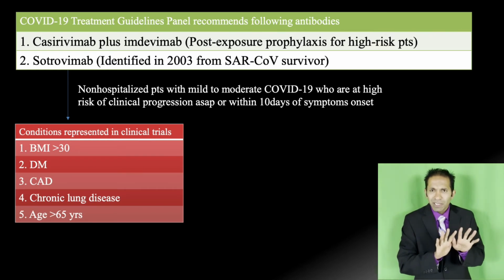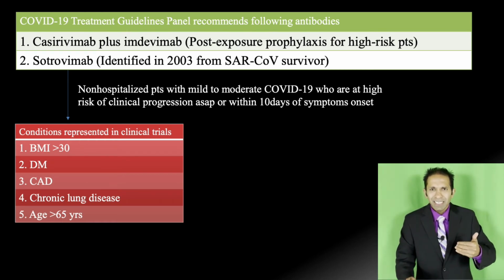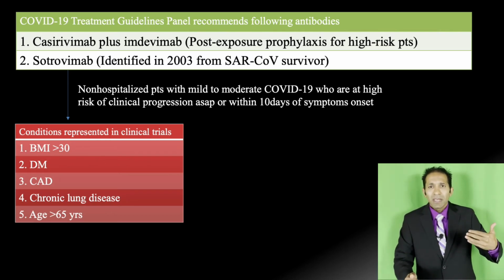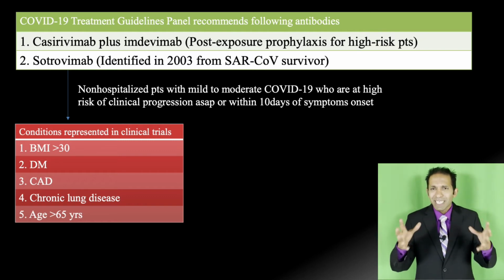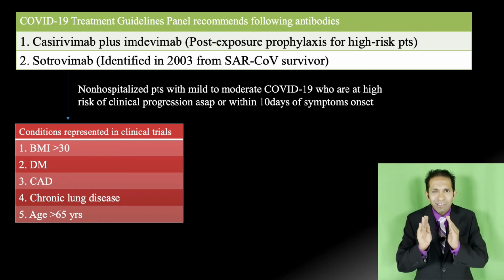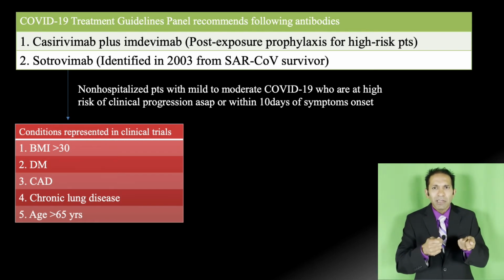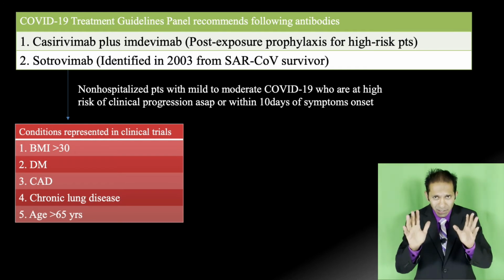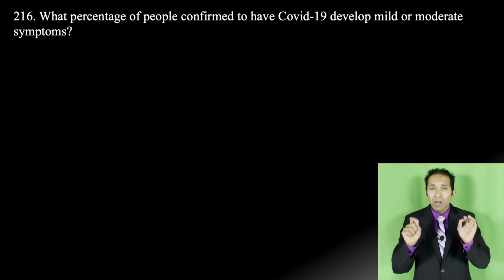Apart from these 5 conditions, there are other conditions which might indicate severe disease. Those are malignancy, immunocompromised status, and sickle cell disease. Those conditions are not well studied in clinical trials. If a patient has those conditions too, you can also offer them these antibodies if you are monitoring them for mild to moderate disease in an outpatient setting. Okay, so let's go to the next slide and talk about question number 216.